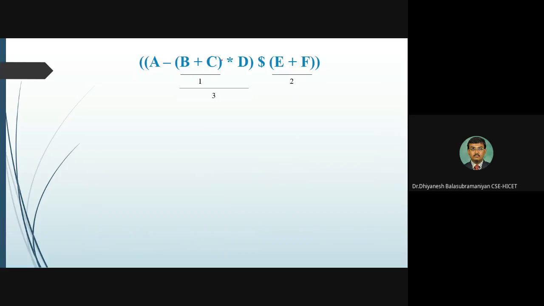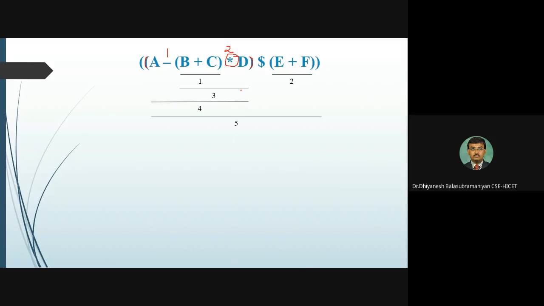Why am I solving this first? Because it is enclosed with parentheses, and in between we have two operators. This is the first operator, this is the second operator. Coming to priority, this has the highest priority. So first we solve this one. Next we solve this minus, and finally we solve the entire thing. This is very simple, and it takes hardly less than 1 minute.